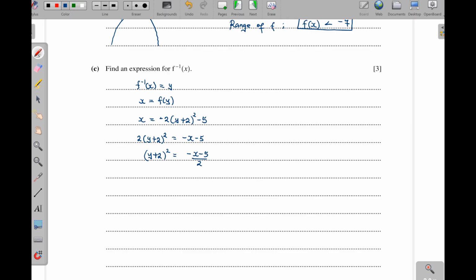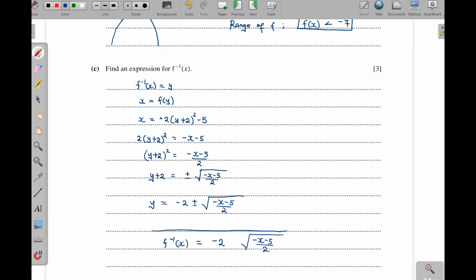And then from there, we are going to take the square root. So this will be y plus 2, which is equal to plus or minus. Remember, wherever you take the square root, you have to put plus or minus. Okay, then after that, our y will be equal to -2, then plus or minus the square root of minus x minus 5, then out of 2. So this simply means that our f inverse is going to be equal to negative 2, then I have negative x minus 5, then out of 2.